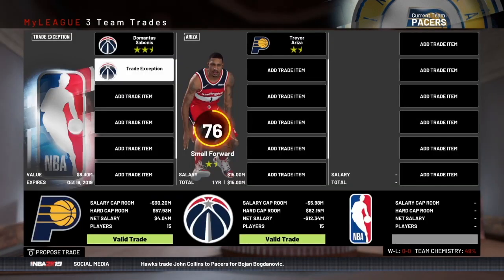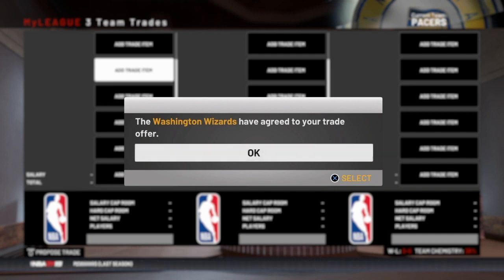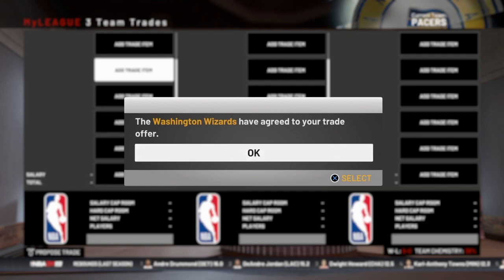And if we want to put that in the system, you can see now that trade exception allows us to trade Sabonis for Trevor Ariza as a valid trade. And if we wanted to ask the Wizards if they wanted to accept that trade, then it can go through. And even though we were over the cap, that trade exception allowed us to continue to stay over the cap, and it also allowed us to match up the salaries so it would make it a valid trade.